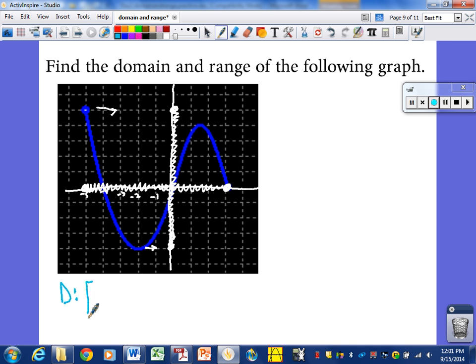Domain is from -5 to 3, bracket, bracket. Range is from -4 to 5. Okay, so traditionally when it's given a graph, the interval notation with brackets and parentheses is acceptable and almost always used, but the inequality notation is used when you have equations.